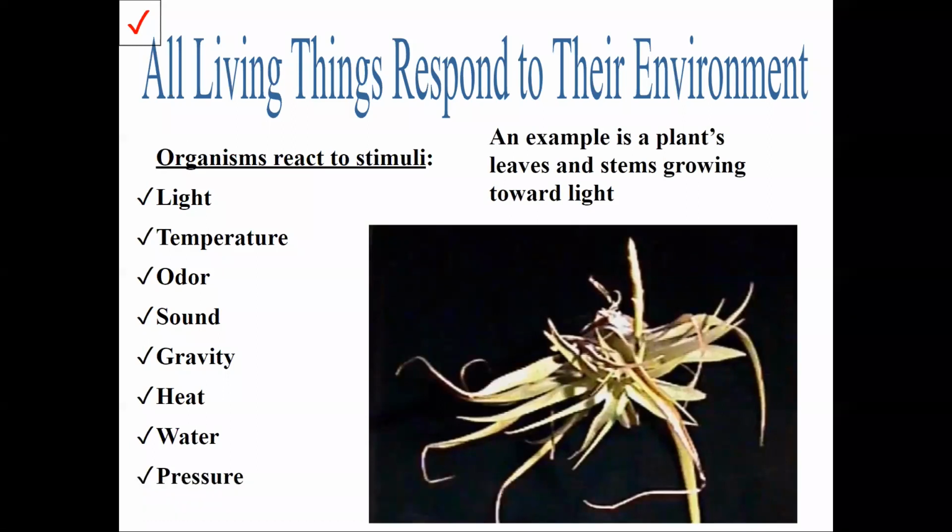This is an example where a plant's leaves and stems will grow toward the light because it's responding to its environment. Because the sun is shining down on the plant, and the plant wants to get as much sunlight as possible, it will grow towards the sun.